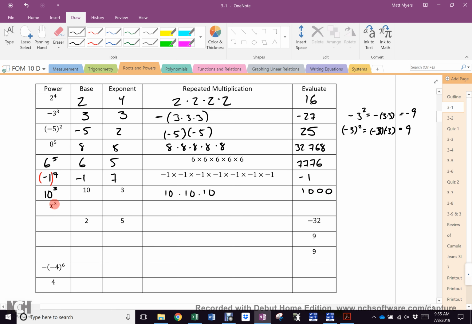X cubed. Uh-oh. What's the base? X. What's the power? 3. And this is the first time everyone's going to giggle. X times X times X. What's its value? X cubed. Why? Because it's not a number. You have no idea what X is. X could be 7,000. X could be 0.1. You don't know. So its evaluation is whatever the base is cubed. You cannot tell me. This one's really tricky. How can I have a positive base, a positive exponent, but still get a negative number?